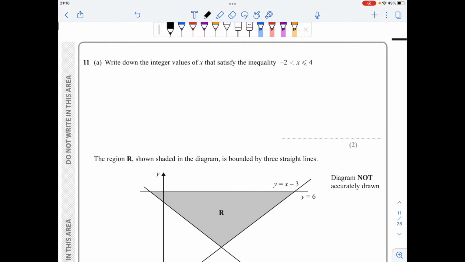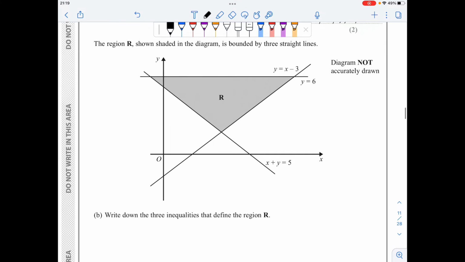For part A of question 11, the integers that satisfy this inequality are minus 1, 0, 1, 2, 3, and 4. Now for part B, I need the three inequalities that define this region.